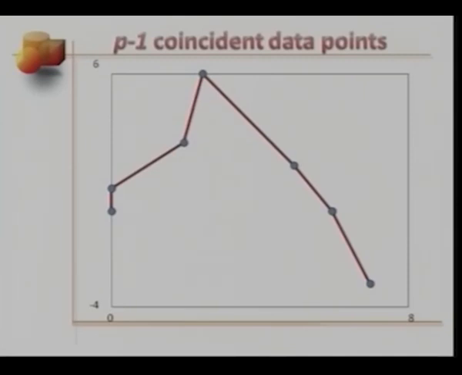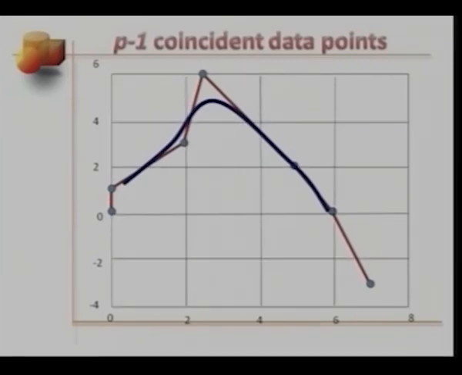Let's look at the same example now. This was the original B-spline curve. I move this point to coincide with this design point here. This one again to coincide with this design point. So remember here, this is an order 4 B-spline curve. P is 4 for us, p minus 1 is 3, so we have 3 design points which are coincident now. What happens in this case?